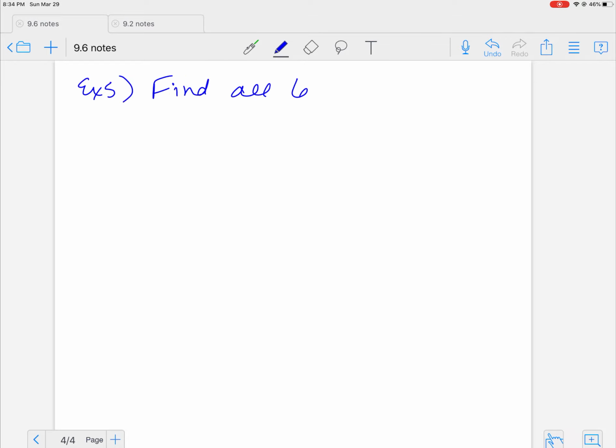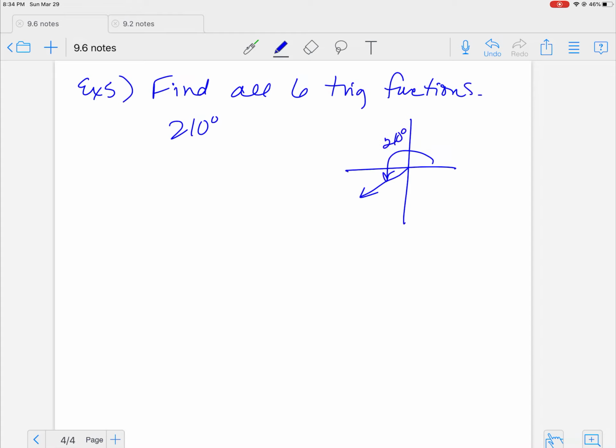Here's example 5. I'm charged with finding all 6 trig values of 210 degrees. Oh my goodness, I did that twice now. My two words are meshing together. Find all 6 trig functions. And I'm looking at 210 degrees. All right. So 210, that's greater than 180.